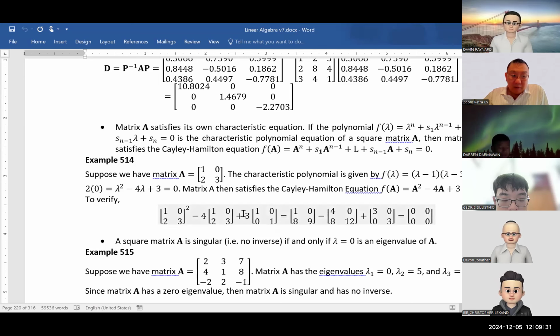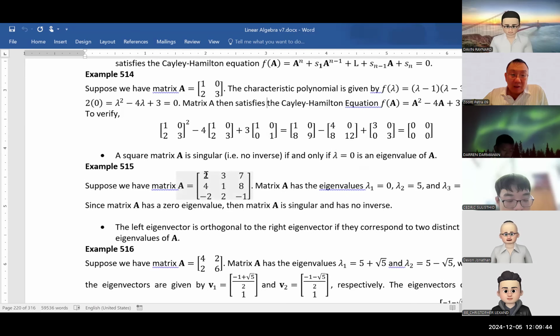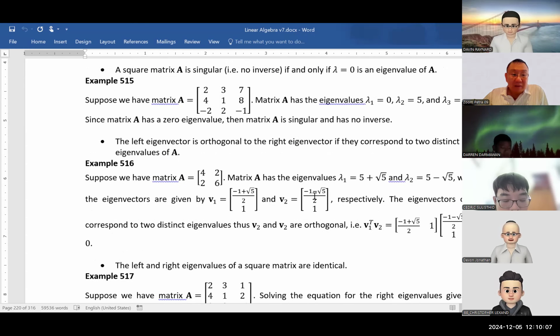A matrix is called singular, having no inverse, if and only if lambda equals 0 is an eigenvalue of A. Suppose this matrix: you will see the eigenvalues are 0, 5, and minus 3. Because it has a 0 eigenvalue, this matrix is singular. It has no inverse. Of course, because if you multiply the eigenvalues, it becomes the determinant. That's the same thing.